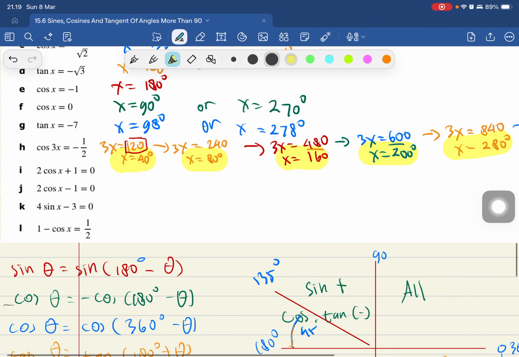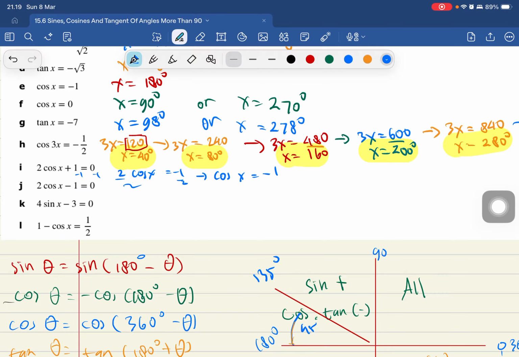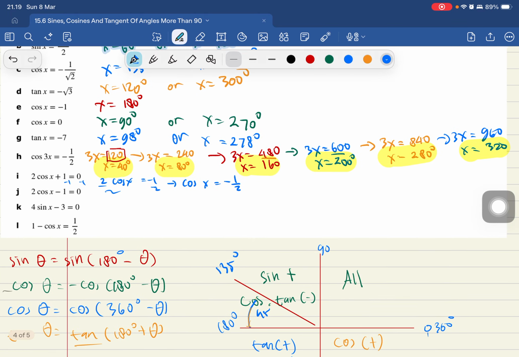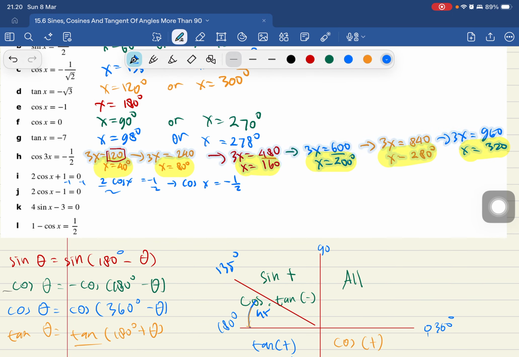Okay, part i. For the i, we need to rearrange it. Here we minus 1 from both sides, so 2 cos x equal to minus 1. We divide by 2 on both sides, so cos x equal to negative 1 over 2. For negative 1 over 2, we did it as before: 120 and 240. So x equal to 120 degree or x equal to 240 degree.